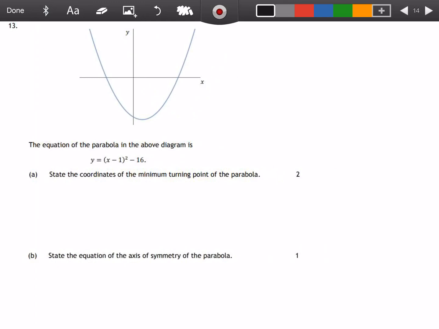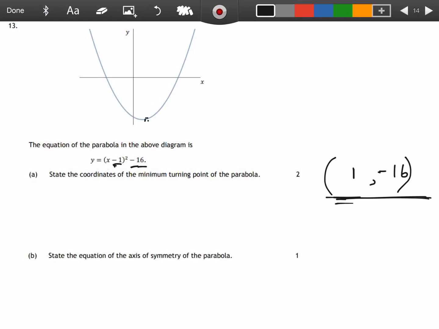Here is a parabola. What are the coordinates of the turning point? The coordinates of the turning point come from the equation. They come from here. Simply, remember x minus 1 in the bracket means x is +1. And the -16 at the end is your y value of your turning point. That is all it is.